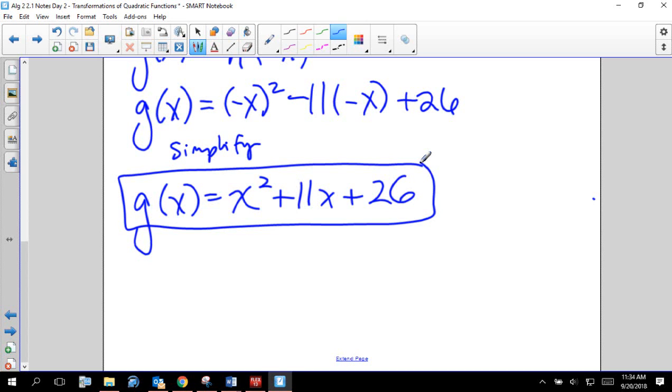Vertical shrink. It should be 0.2. It's a translation 2 units up. Oh wait, no, I'm looking at the wrong one. It's 3 to the right, 2 up. So wouldn't the vertex be at 3, 2? Oh no, because then it's reflecting over the y-axis. So it'd be negative 3, negative 2. I think so. That's okay. We're not finding that one.